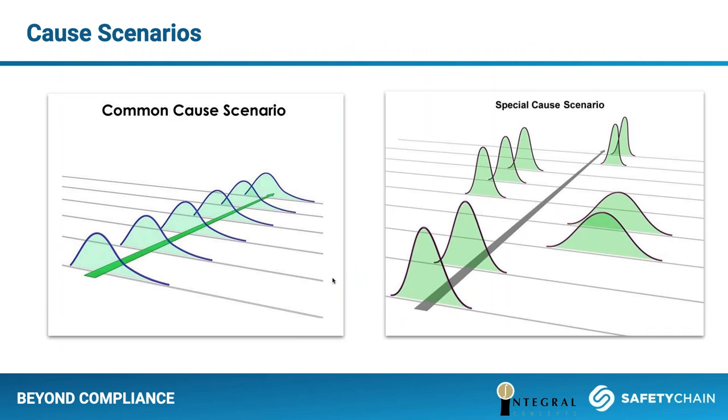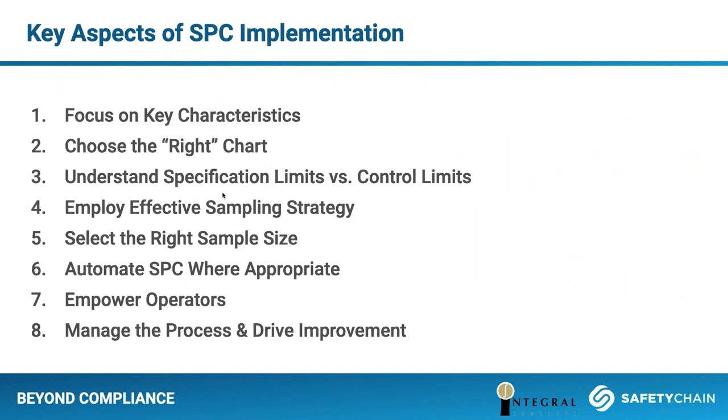So I'm going to move onward. Key aspects of SPC implementation. The first thing is you cannot monitor everything. There are millions of things that affect our products and processes, and we can't monitor millions of things. So we have to really understand what matters. The other thing is choosing the right chart.